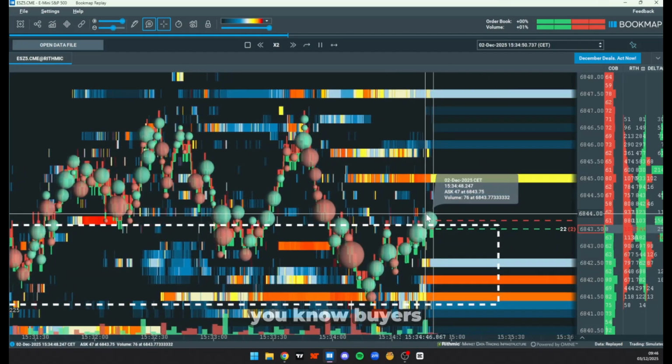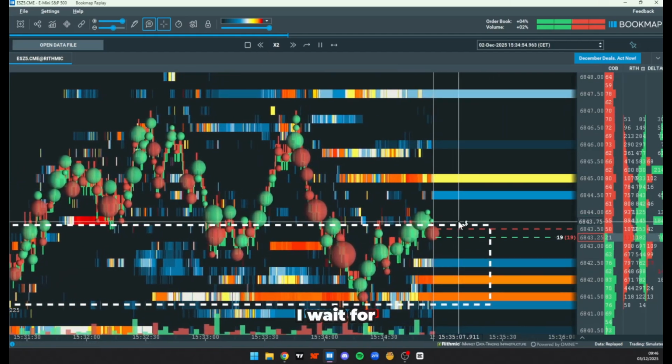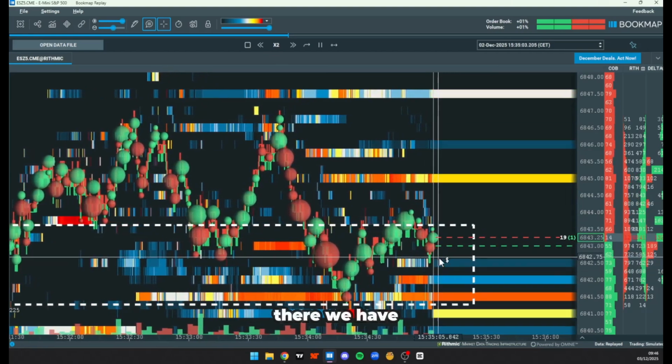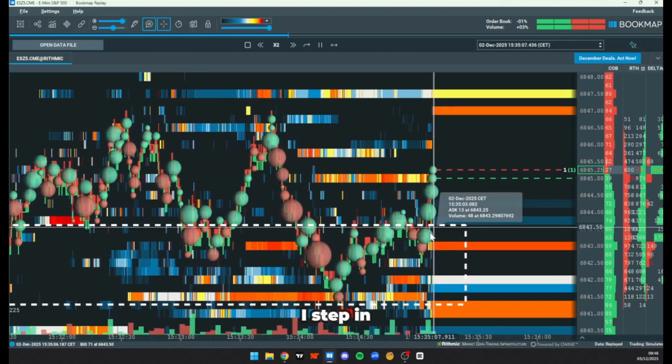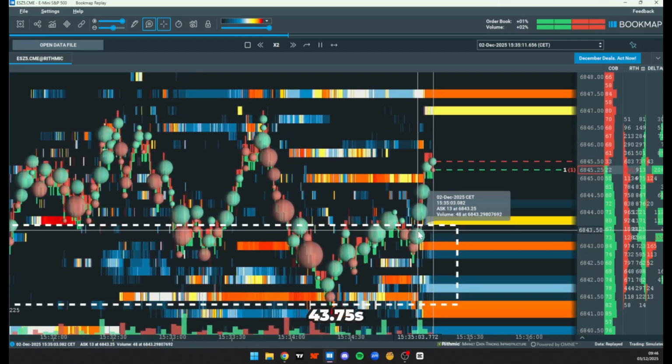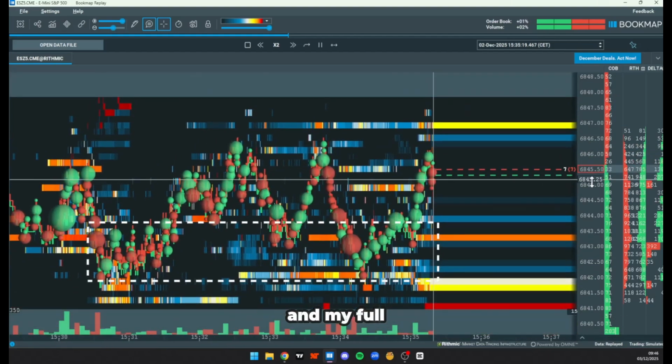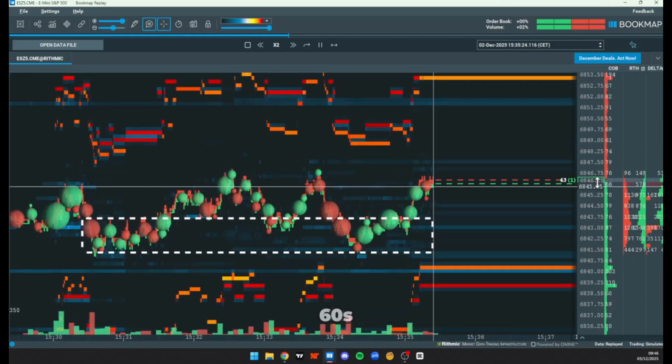Now I see buyers are confirmed. I wait for a little retrace with weaker selling. There we go. There we have it. Weaker selling. This is where I step in right here at 43.75. This is where I clicked. My stop loss obviously was below, and my full target for this trade was the 60s.